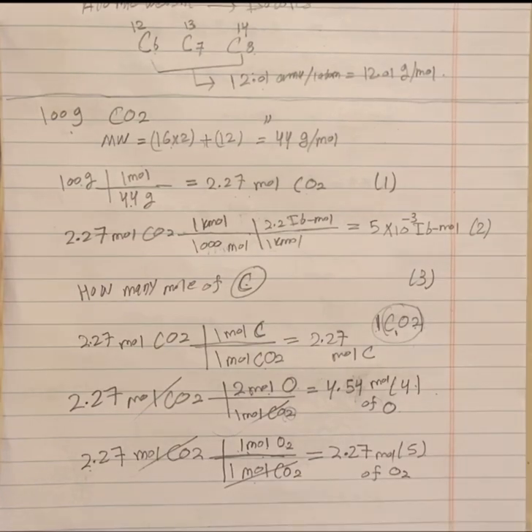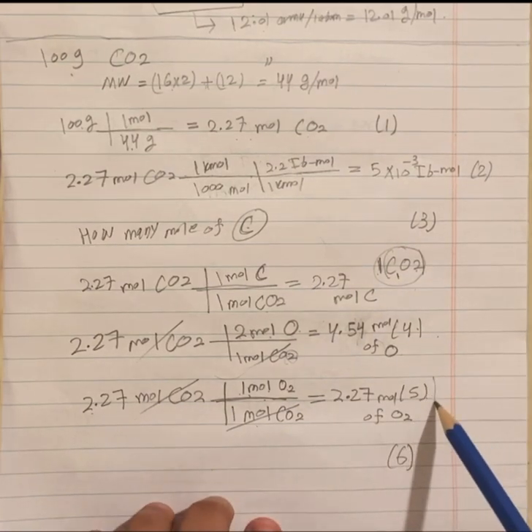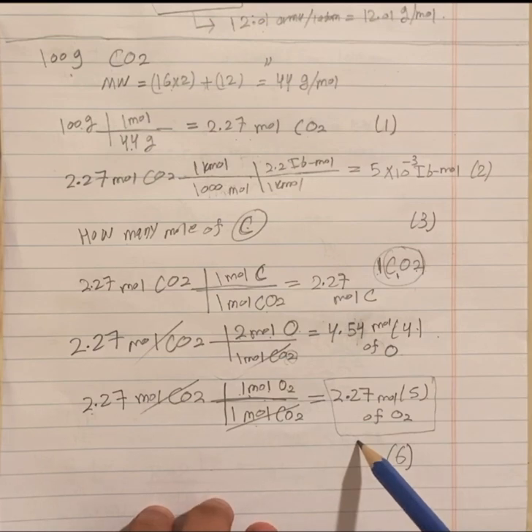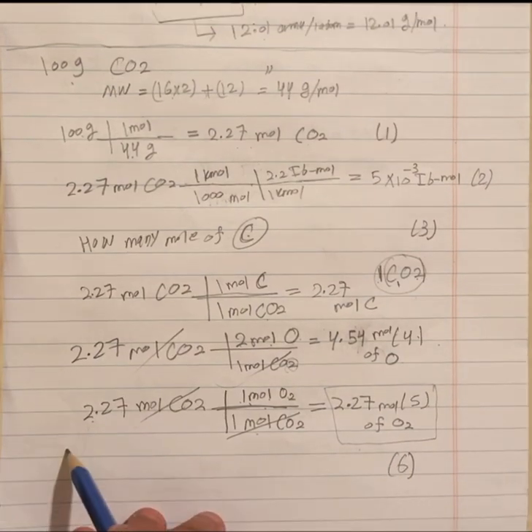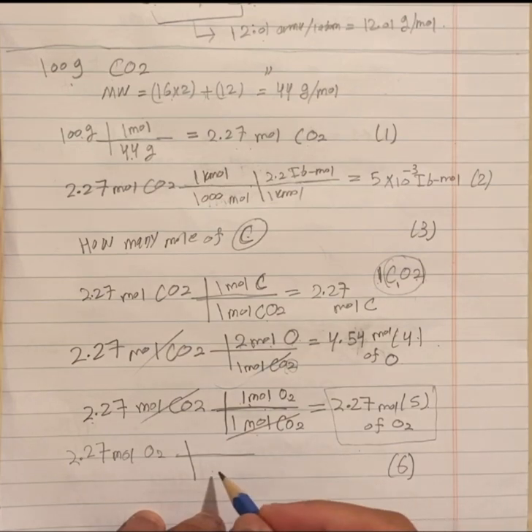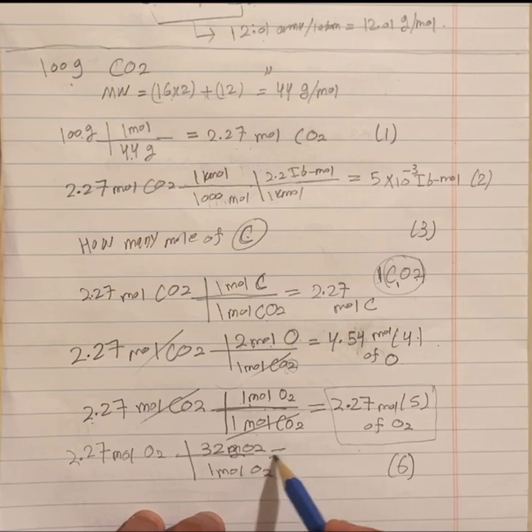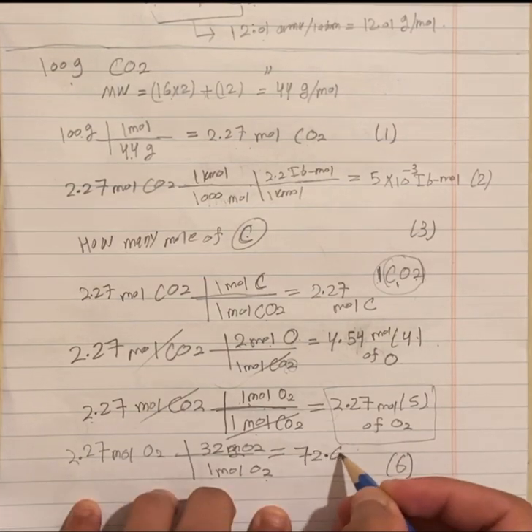Now let's do a plot twist. If I want gram of O2 and gram of oxygen, if you do know the mole of O2, use it to convert to gram of O2. 2.27 mole of O2. You do know the molecular weight of oxygen gas. 1 mole of O2 is equal to 16 times 2, which is 32 gram of O2. And the answer will be 72.64 gram.